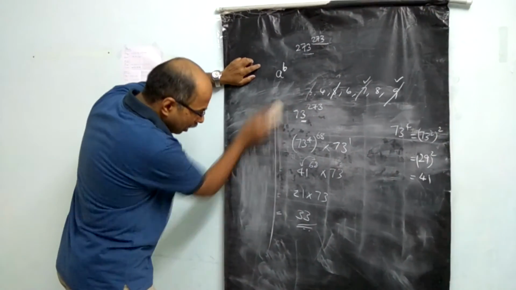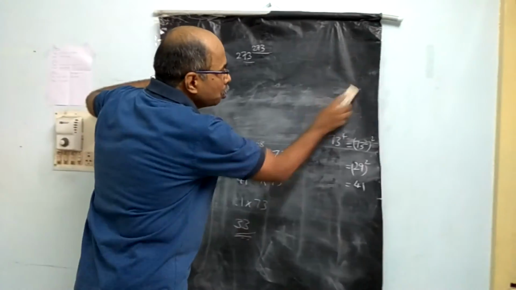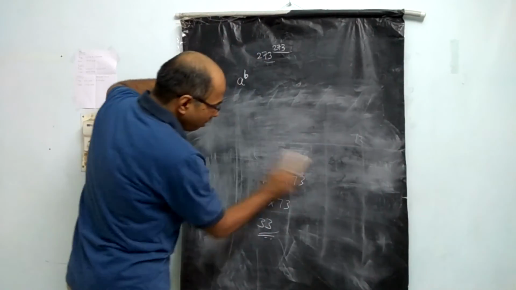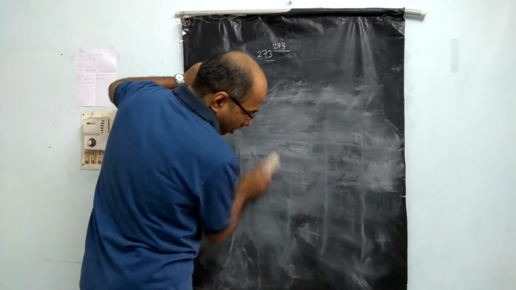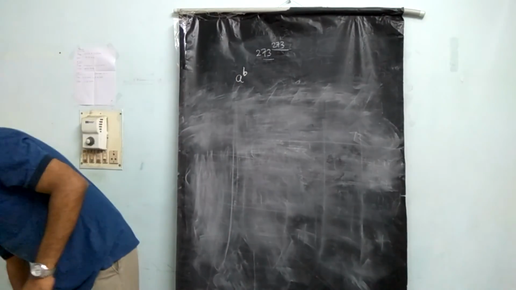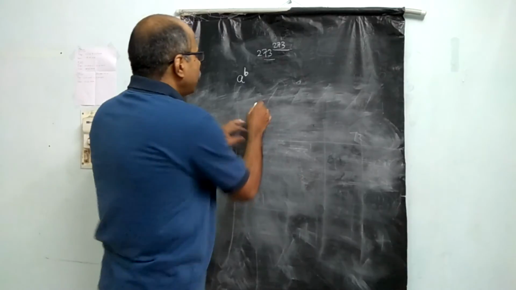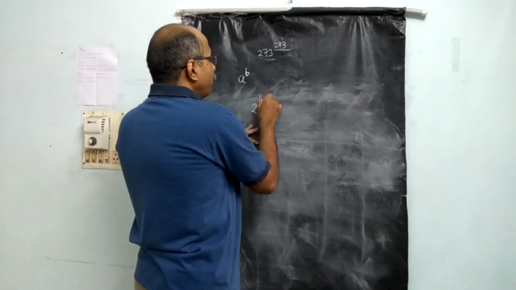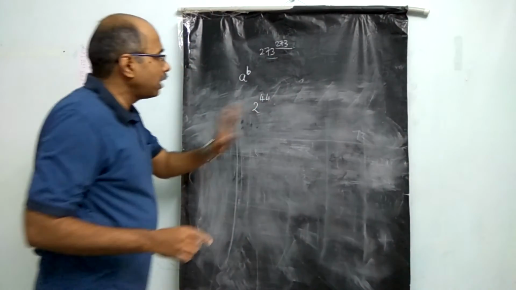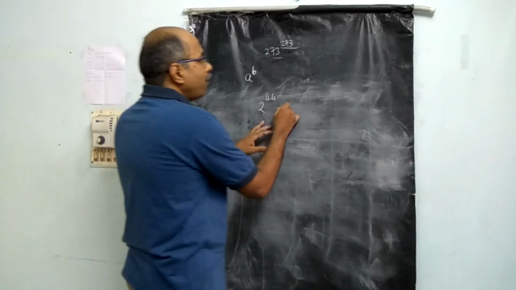Before going for numbers ending with 2, 4, 6 and 8, I'll just show you how to find the last 2 digits of a power of 2. Let us take the case of 2 power 44. We have to find the last 2 digits of this number.